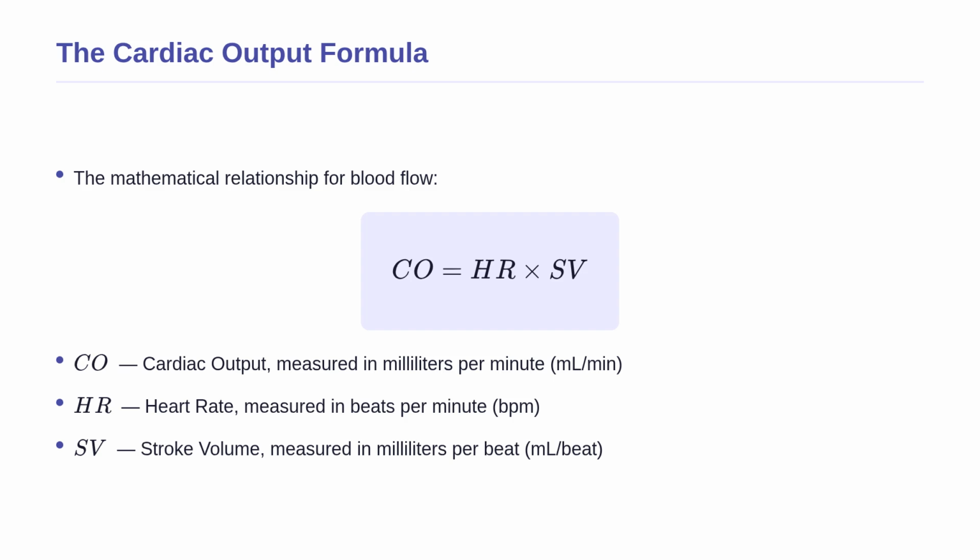CO stands for cardiac output, measured in milliliters per minute. HR is the heart rate, which is the number of beats per minute. Finally, SV is the stroke volume, representing the volume of blood ejected per beat, measured in milliliters. If either the heart rate increases or the stroke volume increases, the overall cardiac output will rise accordingly to meet the body's demands.